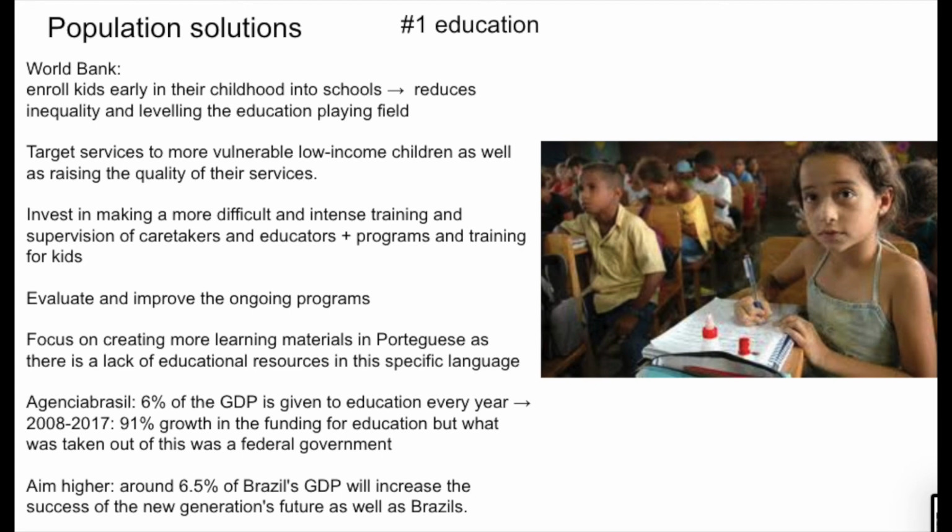There's been a great amount of progress for Brazil, but now one of their priorities should be to target their services directly to the most vulnerable low-income children, as well as raising the quality of their services. It has become a policy to ensure that within the 3 years of schooling, students should have at least 20 hours of effective schoolwork in the weekly schedule of day courses.